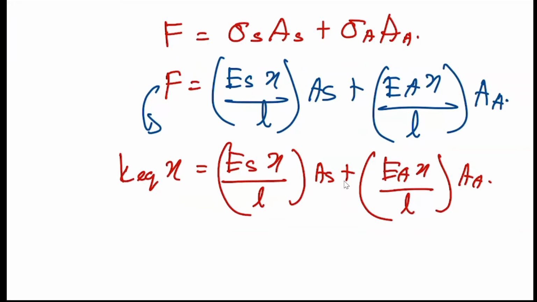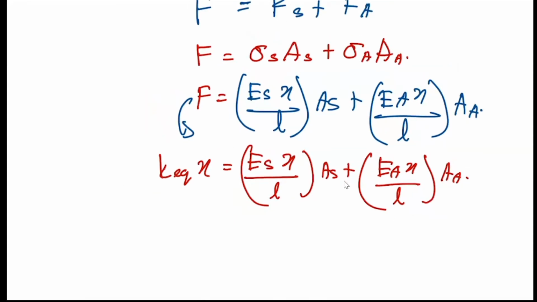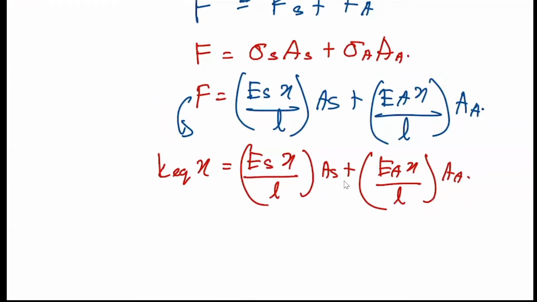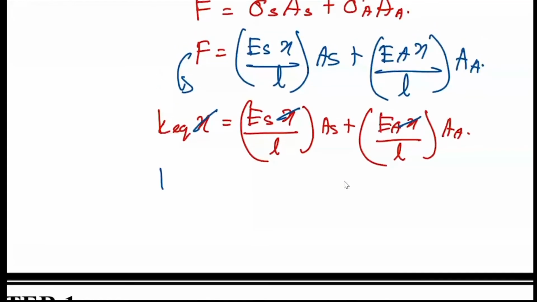The question just gives a simple diagram with the dimensions and the value of Young's modulus, and then they want us to find the value of the spring constant, the equivalent k basically. So we don't know the elongation, so that's why we substitute F with kx so that we can cancel the elongation, because the elongation will be the same, right? So x, you can cancel them out. So you'll be left with this particular formula here, which is equivalent k equals ES AS over L plus EA AA over L.